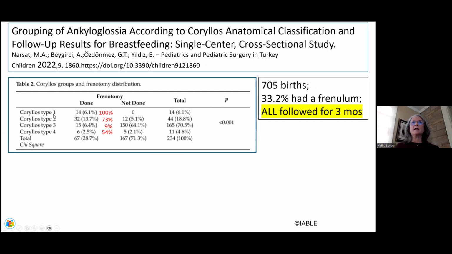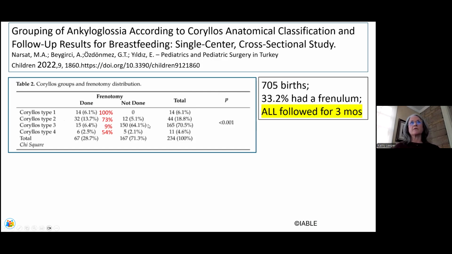But first, let's look at 100% of the babies who had it all the way to the tip or almost all the way to the tip ended up getting clipped. And this was in a breastfeeding center with pediatric surgeons in Turkey doing the procedure. Type 2s, most of them got clipped, 73%, but not all of them. Type 3s, surprisingly to me, it was only 9% of the type 3s they decided needed to be clipped. But half of the type 4s.